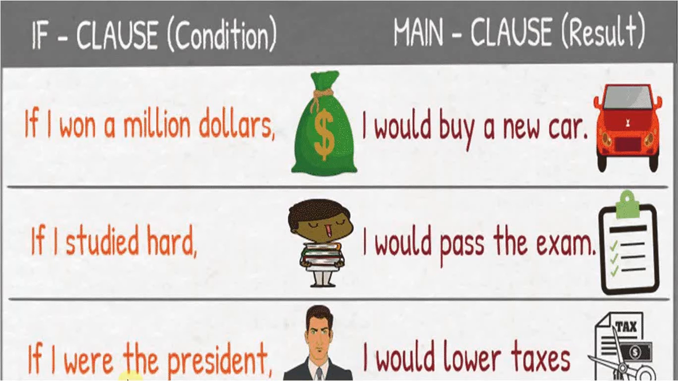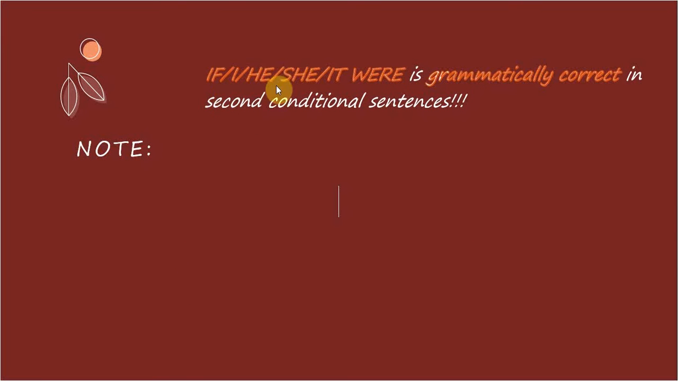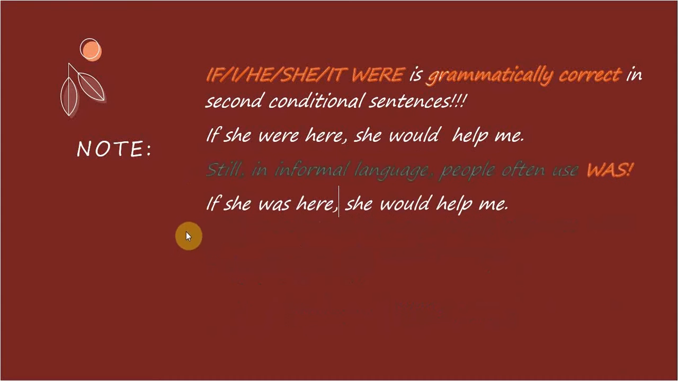Look at this sentence, if I were the president. We have to note something here. When we have an if sentence with I, he, she, it, we, we can use were. And this is grammatically correct in second conditional sentences. If she were here, she would help me. This is used in formal language. Still, in informal language, people often use was. So we can see the sentence, if she was here, she would help me. This is also correct in informal language.